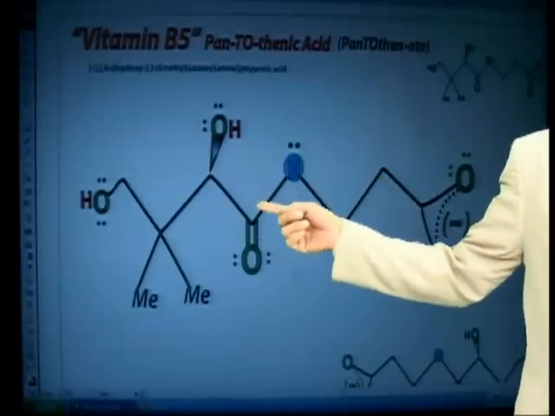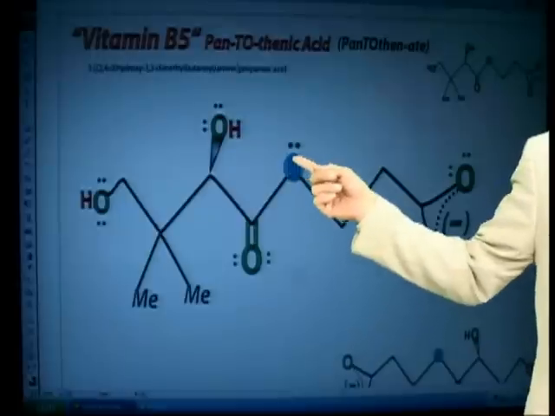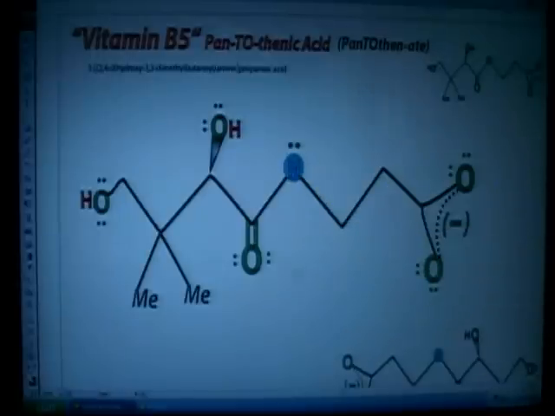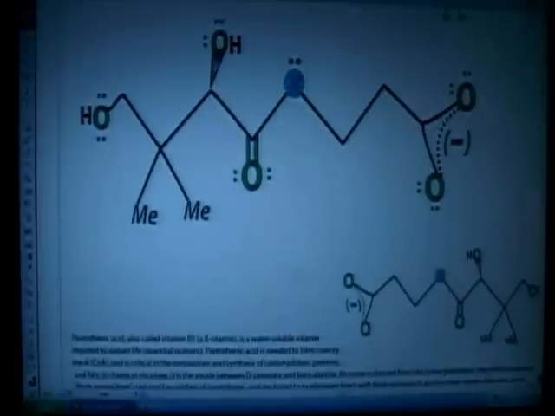You've got a delta plus on that carbon. You got the nitrogen with a negative, with the lone pair of electrons. So what do you think vitamin B5 is used for? Let's see what it says here.